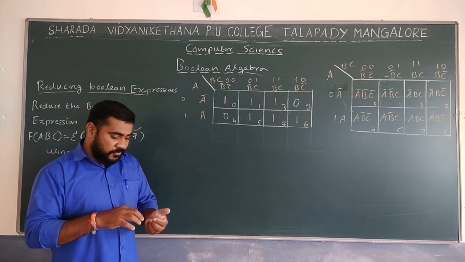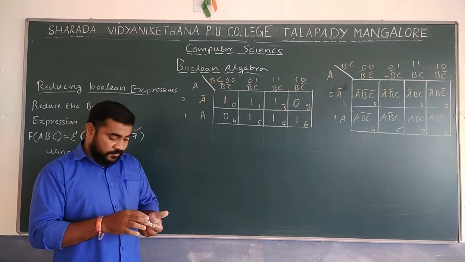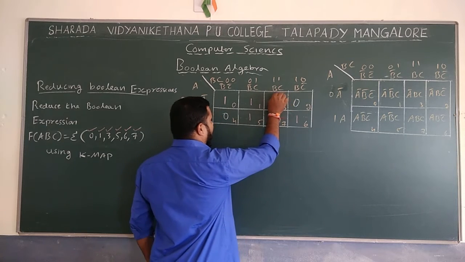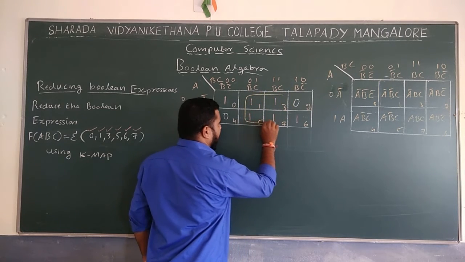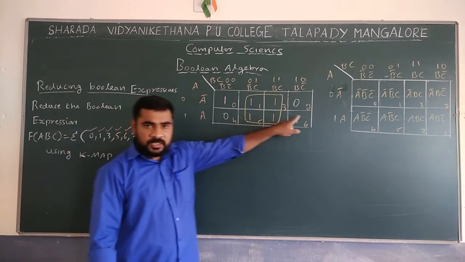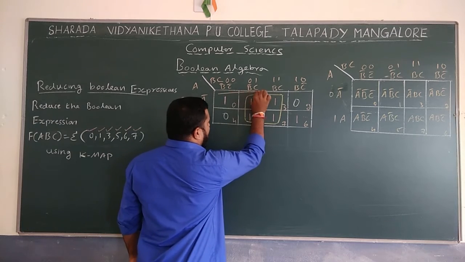When you are going to reduce this one, first you have to check for an octet, not available. Then first check whether you are getting a quad. Whether a quad is available? Yes, here we can get 1 quad. After that, these two terms are remaining, and we can group them with overlapping.